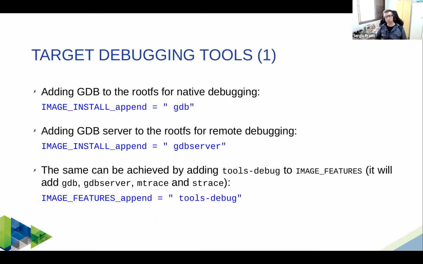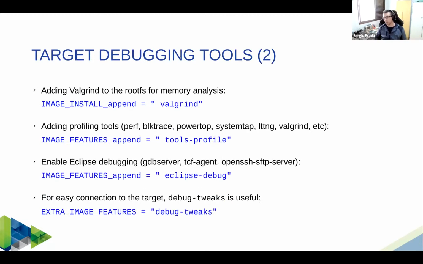And tools. Now, if you want tools in the target, you just install them in the target, right? So if you want GDB in the target, you just install GDB. If you want gdbserver, just install gdbserver. So no secrets here. There are some image features that can also help. For example, tools-debug will install the GDB tools and also some tracing tools, mtrace and strace. There is tools-profile that will install some profiling and tracing tools like perf, LTTng, valgrind. So I think there is no secret here. If you want some tool in the image, you just install it in that image, right?